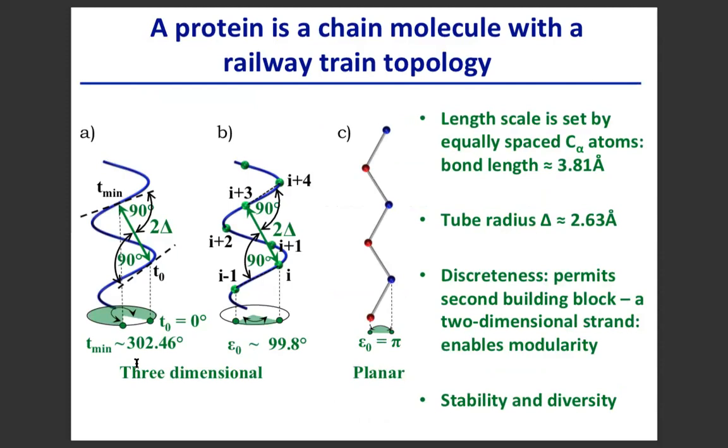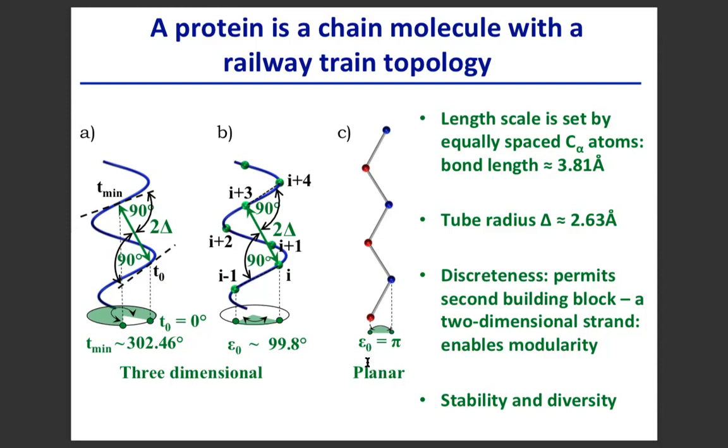We find the rotation angle of the helix, approximately 99.8 degrees, that maximizes the self-interaction. We also find that the tube radius is 2.63 angstroms. From these values, all attributes of the helix can readily be derived.